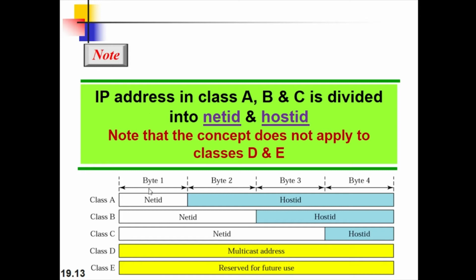For class A, the first byte is the net ID and the remaining bytes are the host ID. For class B, the first 2 bytes are for the net ID and the last 2 bytes for the host ID. For class C, the first 3 bytes are for the net ID and the last byte for the host ID.